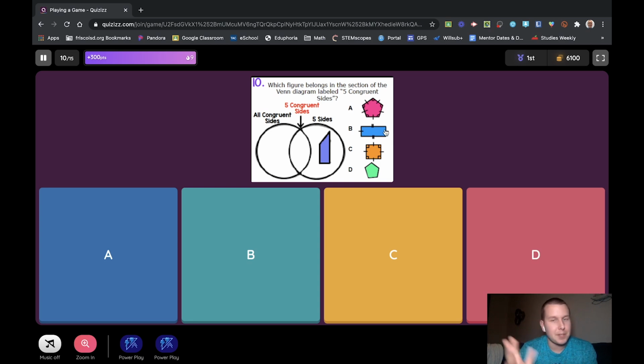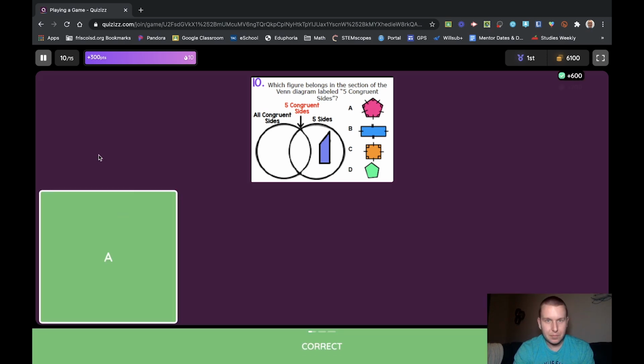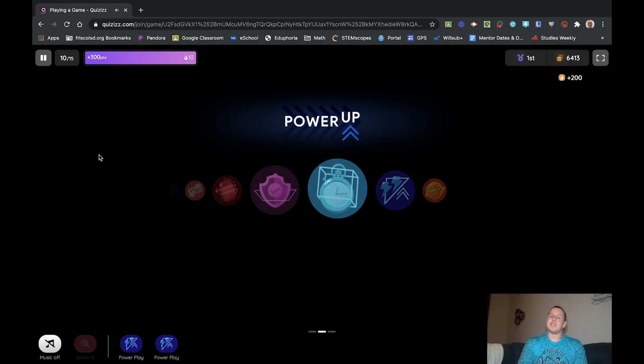This shape has 4 sides. Out of the question, it's a rectangle. This shape has 4 sides as well, it's a square. Out of the question. This one does have 5 sides. However, it's pretty obvious they're not congruent to each other. So the correct answer will be A. Boom. Venn diagrams are easy, guys. We can totally do it.